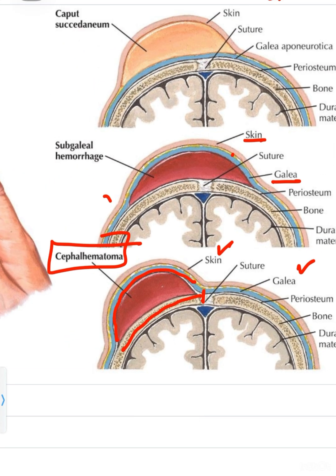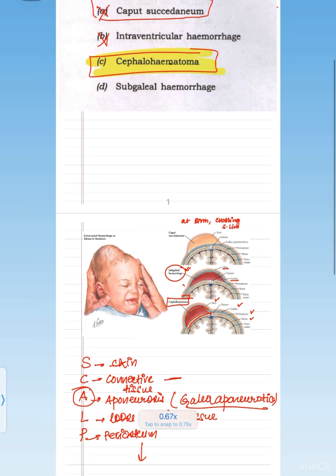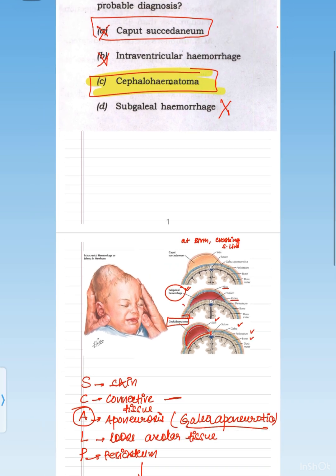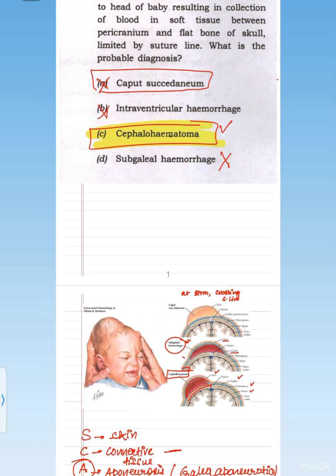So galea aponeurotica, and below that the layer of loose areolar connective tissue, and then below that there is the periosteum. So whenever there is a collection of blood below the galea aponeurotica, it will be a subgaleal hemorrhage. And the characteristic of the subgaleal hemorrhage is that it is going to cross the sutures. We can see in the diagram that it has crossed the sutures, it is going to cross the midline, it can spread over the entire scalp, and it causes massive blood loss and shock in the child. So again the subgaleal hemorrhage is wrong. So the answer will be the cephalohematoma.